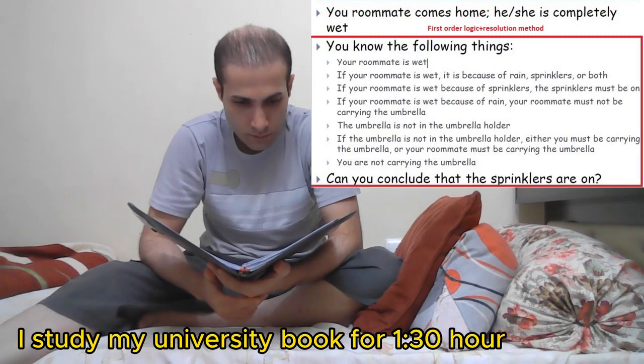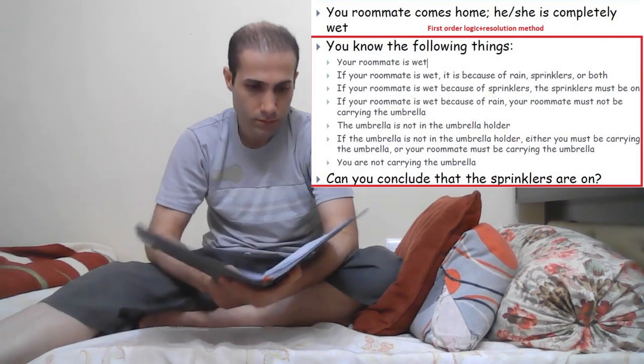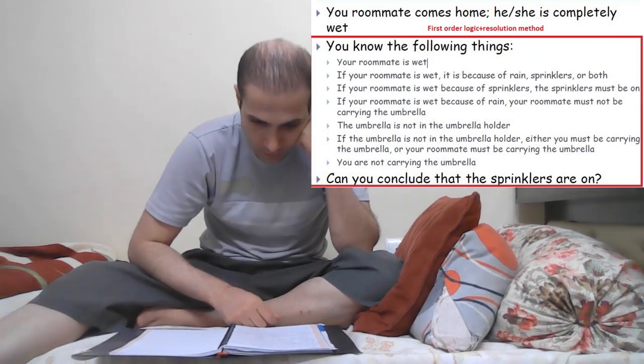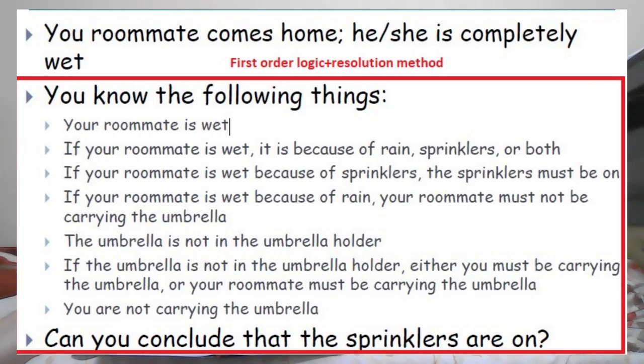I wonder if you guys now know how to solve this problem of my university. There is a scenario about a roommate who is wet, and I have to turn all of these sentences to FOL language, first order logic, and then I have to prove if sprinklers are on with the method of resolution. I wonder if you can help me with this. Anyone who can help, I appreciate it.